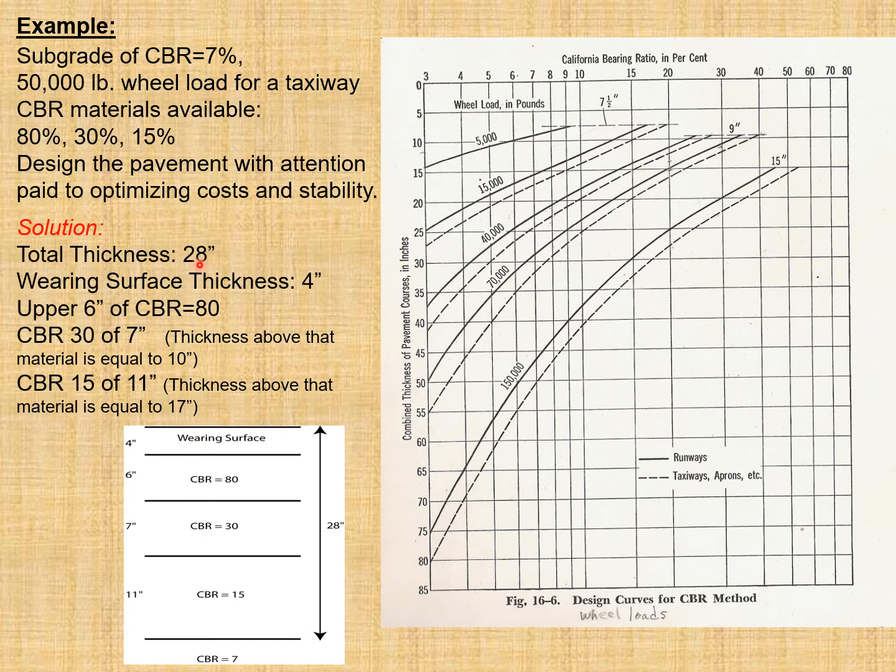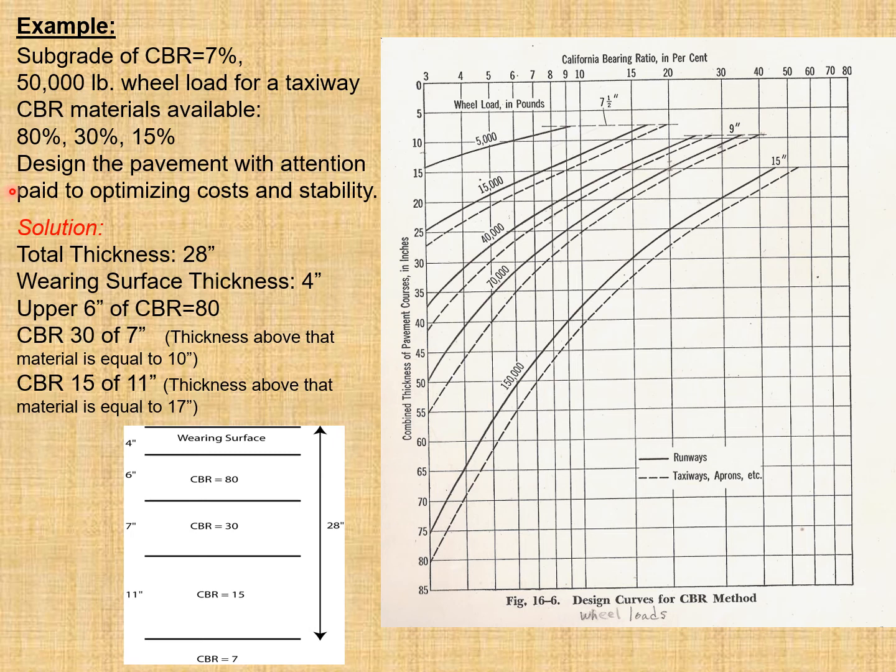Now look at this example. Subgrade of CBR equal to 7%, 50,000 pound wheel load for a taxiway. CBR materials available in this case are 80%, 30% and 15%. Design the pavement with attention paid to optimizing cost and stability.